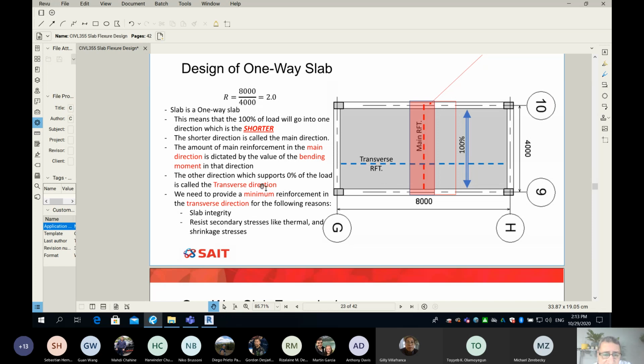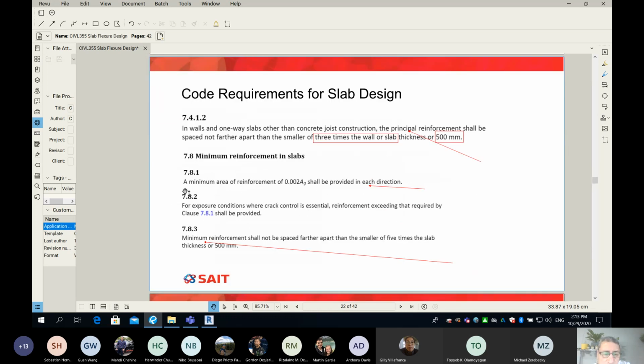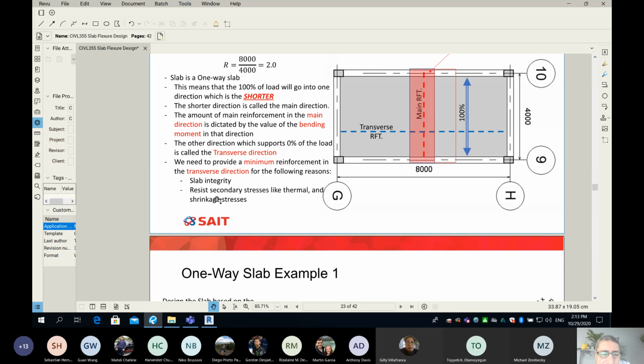Now, the other direction carries 0% of the load. It's called the transverse direction. We need to provide a minimum reinforcement in the transverse direction. Why? Because the code said that. Look at this. The code says a minimum area of reinforcement of 0.002 Ag shall be provided in each direction. Okay? Because we have zero load going into the transverse direction, there is zero moment and there is zero area of steel, but the code says put the minimum. So we will have to add the minimum here in the transverse section. Why? Because of two reasons.